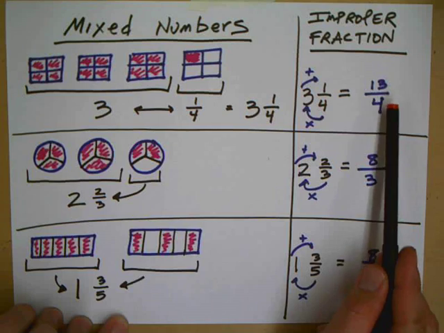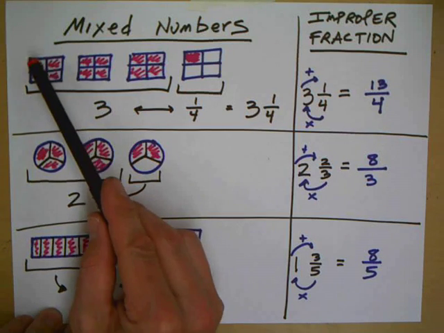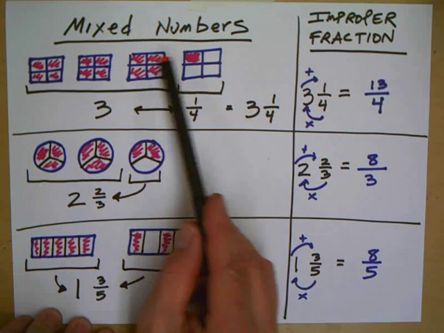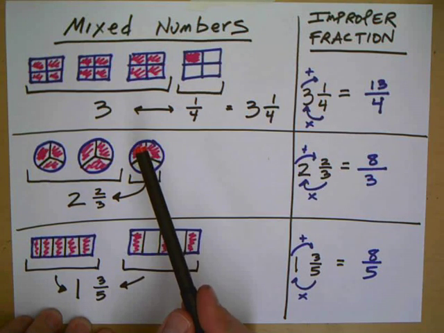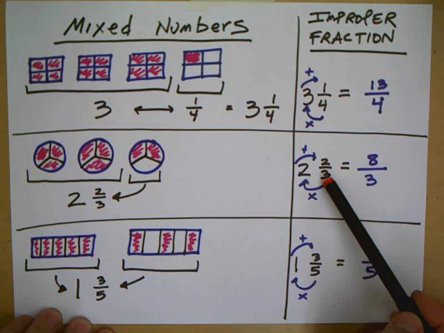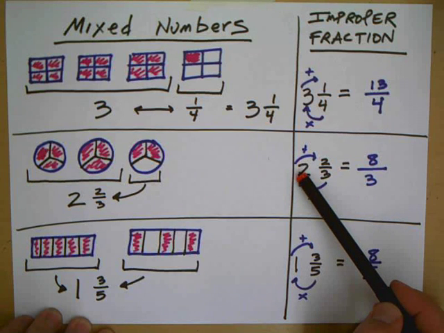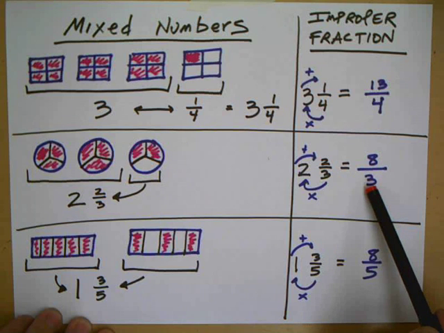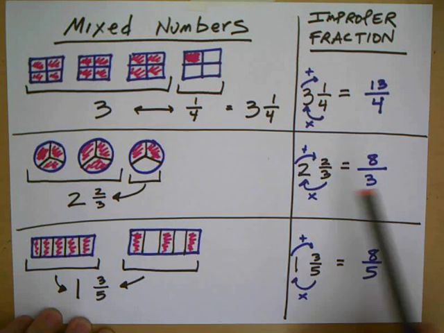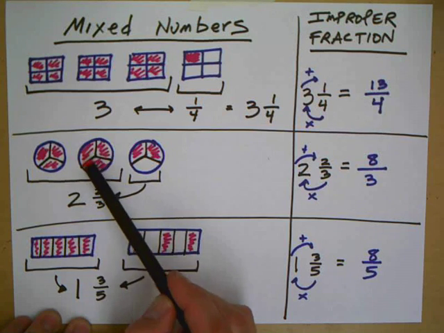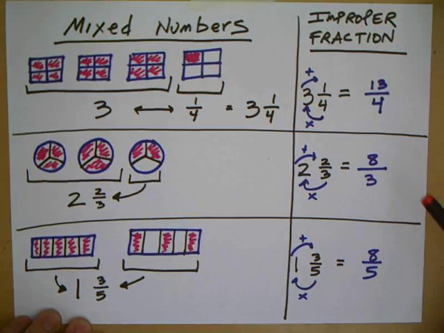You can see these 13/4 over here if you look at the drawing. 1, 2, 3, 4, 5, 6, 7, 8, 9, 10, 11, 12, 13. And each one is a fourth. Looking at our next one, 2 and 2/3, we take our denominator, 3, multiply it by 2, get 6, add 2 more and get 8, and as I said before, the denominator stays the same.